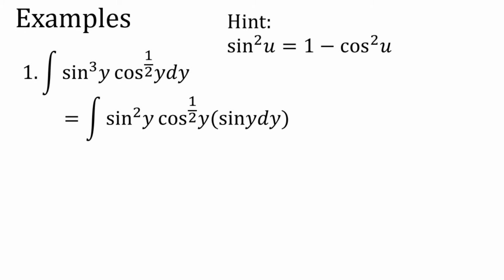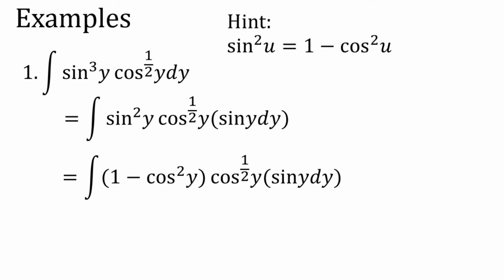So hint, let us use this trigonometric formula. Sine square u equals 1 minus cosine square u. So let us change sine square y to 1 minus cosine square y. So now we have the integral of 1 minus cosine square y times cosine raised to 1/2 y sine y dy.